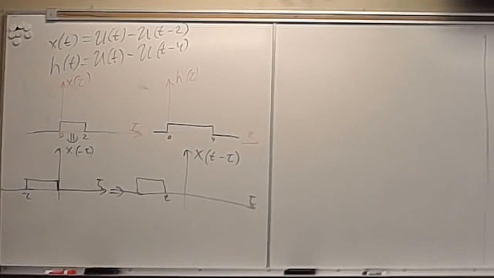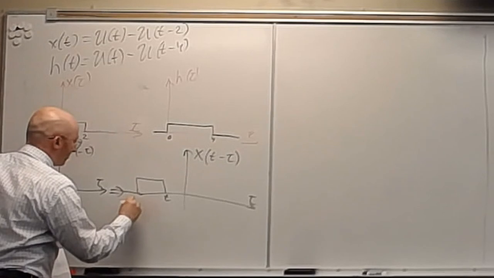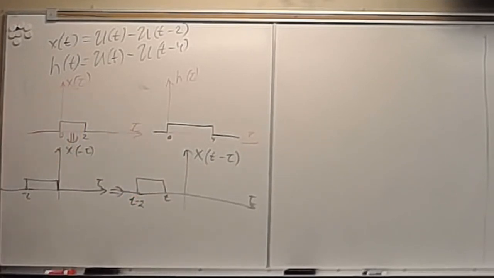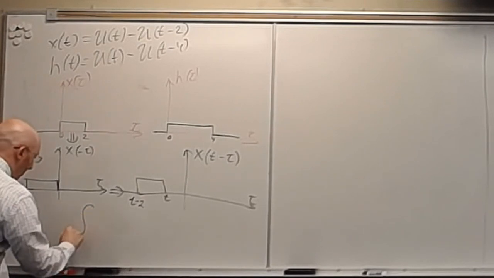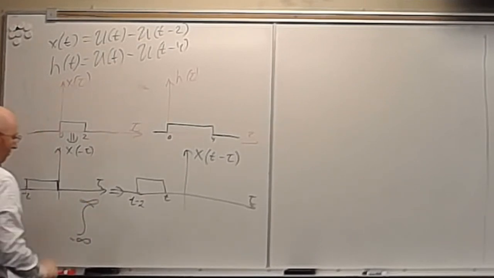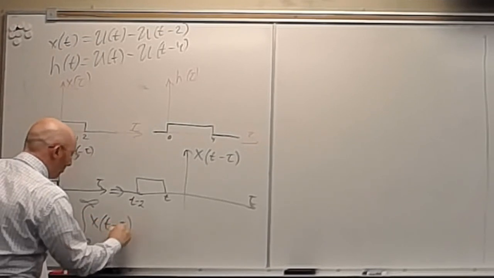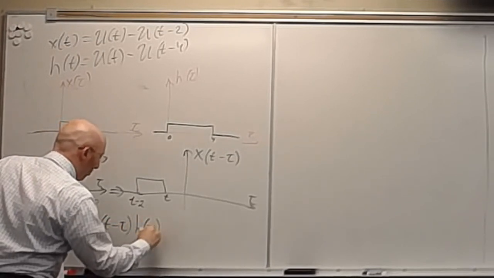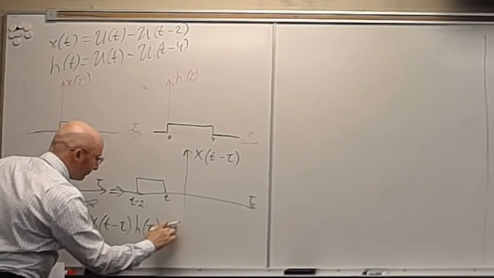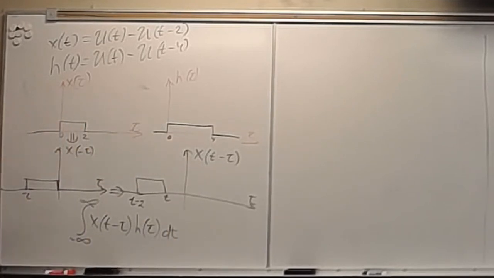This process should become technical. T minus, t minus two. T minus two. Okay, now we are ready because we want convolution, which is the integral from minus infinity to infinity of x(t minus tau) h(tau) d tau. This is the convolution integral that we want to compute.